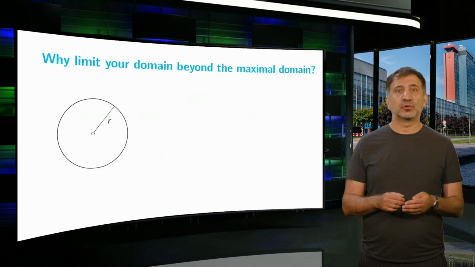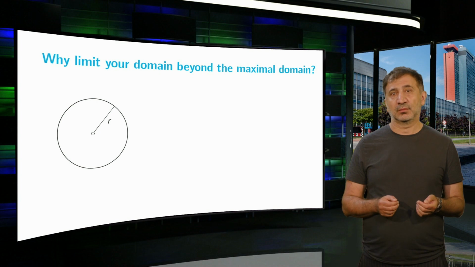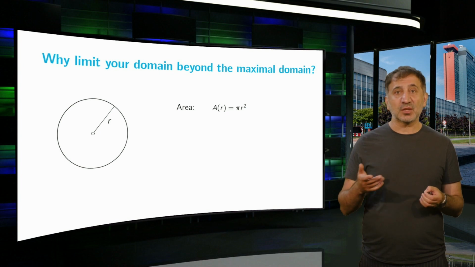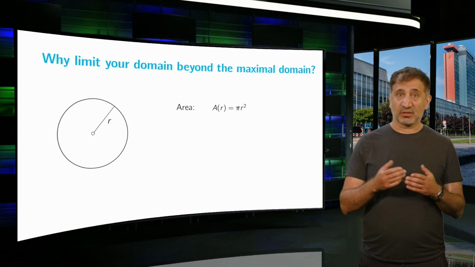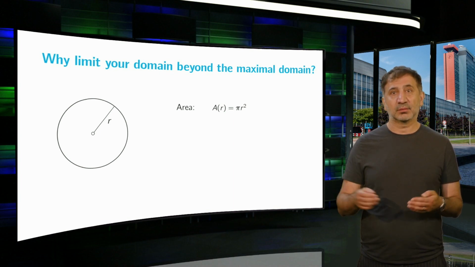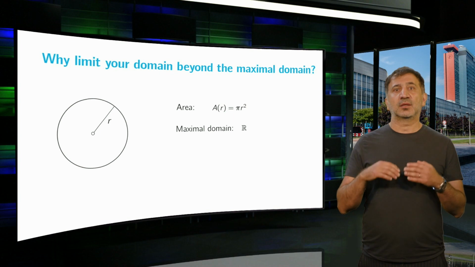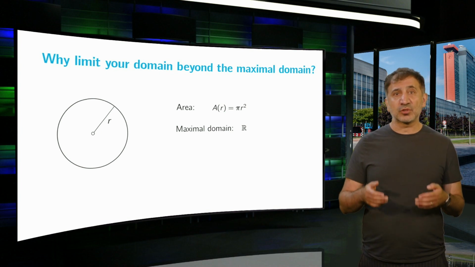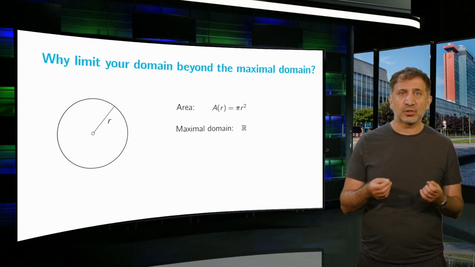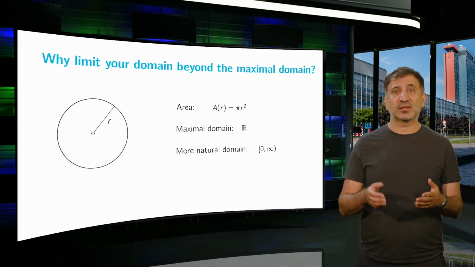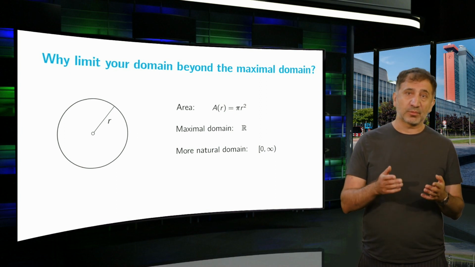Sometimes it is necessary to restrict the domain of the maximal function. For example, you know that the formula for the area of a circle with radius r is given by A of r is pi times r squared. As a function of the variable r, the function A of r is defined for all real numbers r. So the maximal domain of A of r is equal to the set of all real numbers r. But negative radii, of course, don't make sense. So a more natural choice would be to take as the domain of the function A of r the set of all non-negative real numbers, that is, the interval from 0 till infinity.